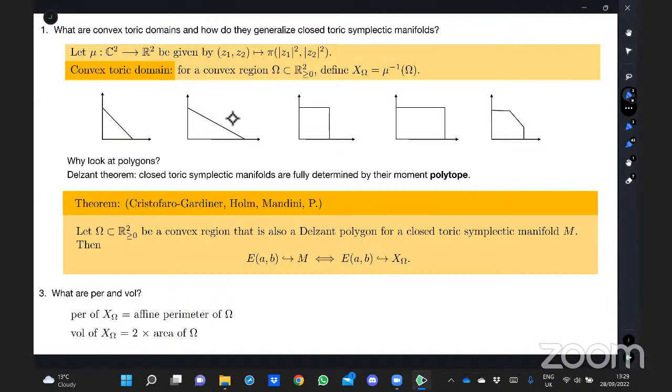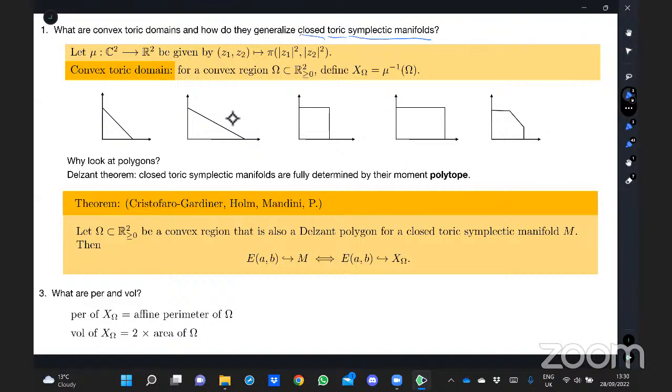So maybe I should say first, for those of you who are not symplectic geometers, I said what a symplectic manifold is. Closed is, for some reason, the word that we use for compact. And toric means that it has, maybe I'll just say that it has as many rotational symmetries as it possibly can have. And I'll leave it at that because it's not so important.